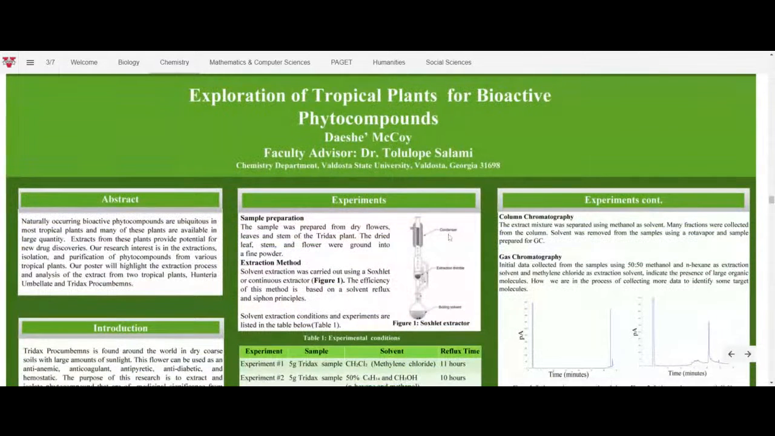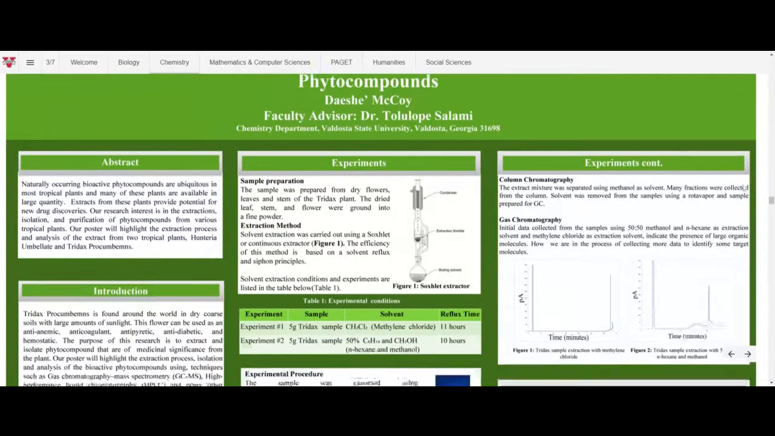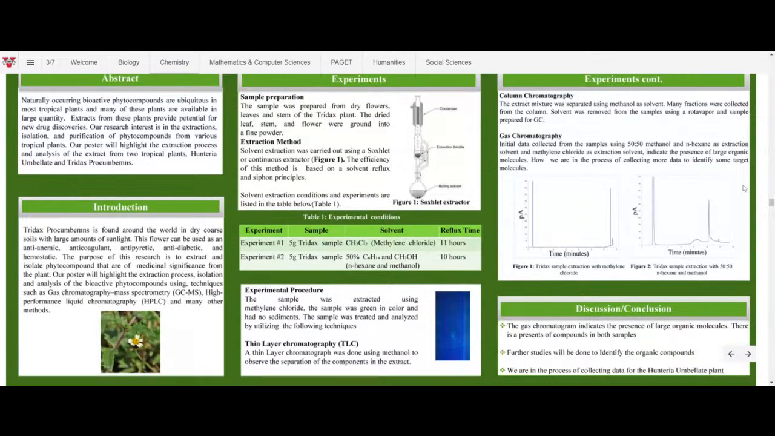All right. Hello, my name is Deja McCoy. I did research with Dr. Salami this semester and half of last semester. Our research focused on the exploration of tropical plants and bioactive phytocompounds. Basically, what our research did was we extracted, identified, and purified tropical plants, and then we used the extracts to find phytocompounds which could lead to be anti-anemics, anticoagulants, and antipyretics.